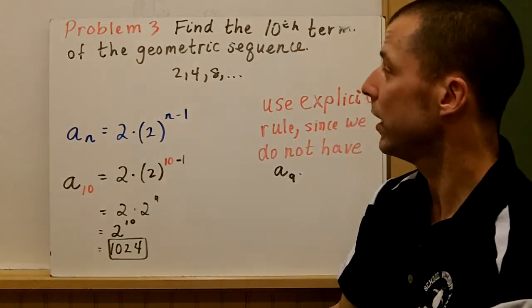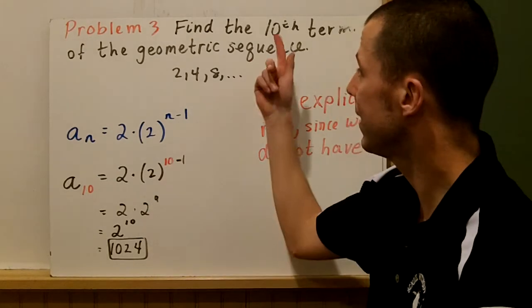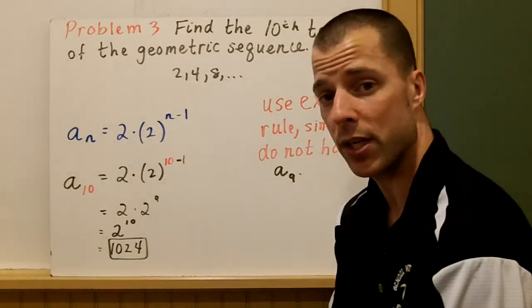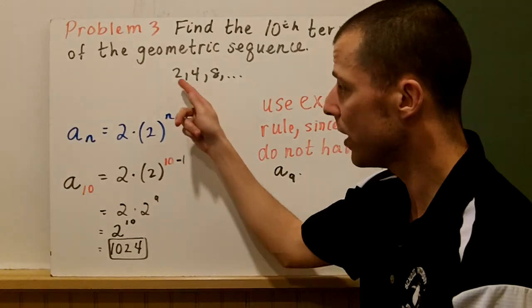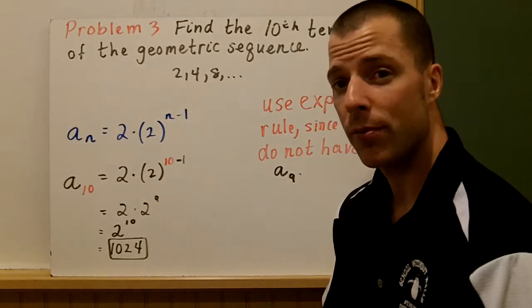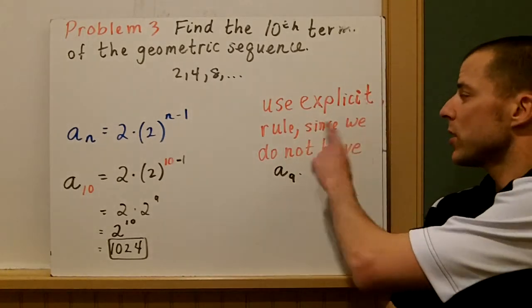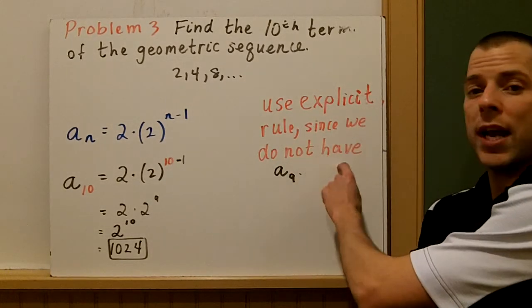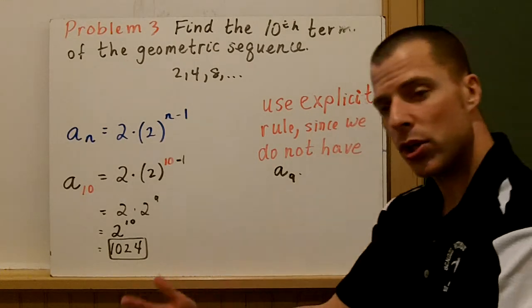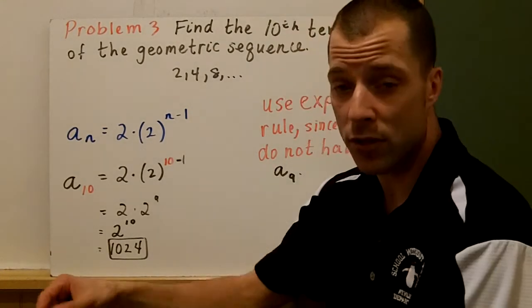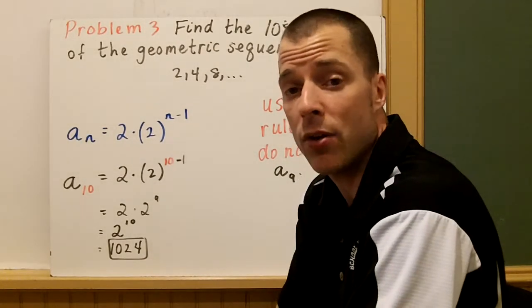In problem 3, we're going to be looking at finding the 10th term of a geometric sequence. Now, I've only been given 3, 2, 4, and 8. So to me, using a recursive formula doesn't make sense. We're going to use an explicit rule since we don't have a sub 9. In order to use the recursive formula, remember, we need to know the previous term. So I need to know a sub 9.